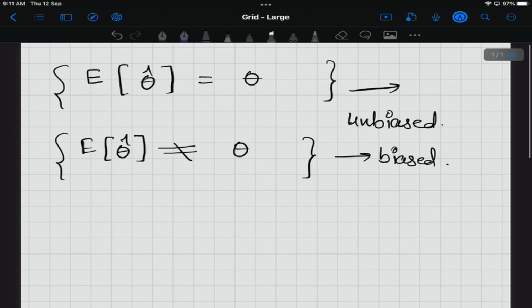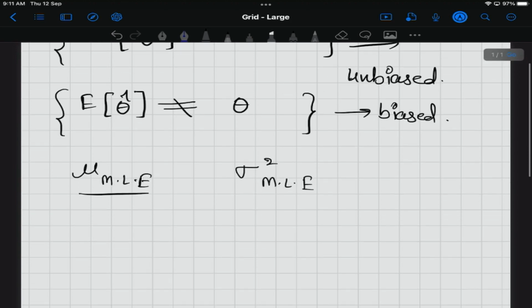So in your ML estimation for your Gaussian, when you are fitting your Gaussian on your class conditional data, the class specific data, you got your mu MLE and your sigma square MLE. I am saying that your mu is unbiased and your variance is biased.